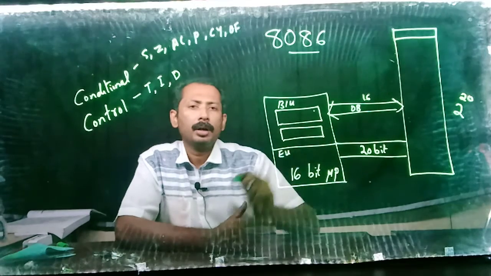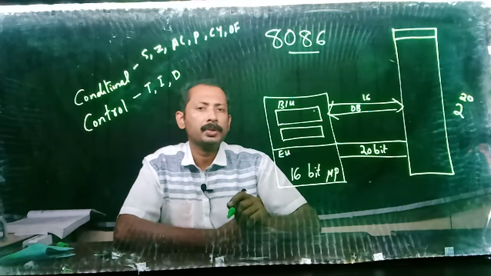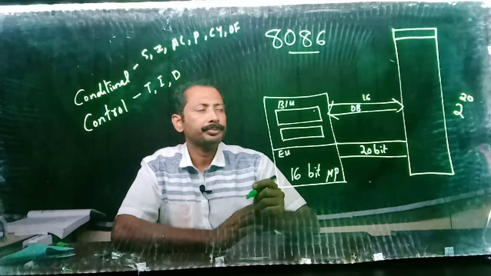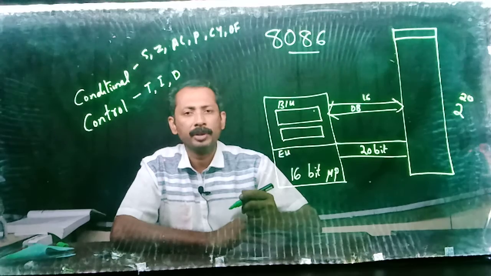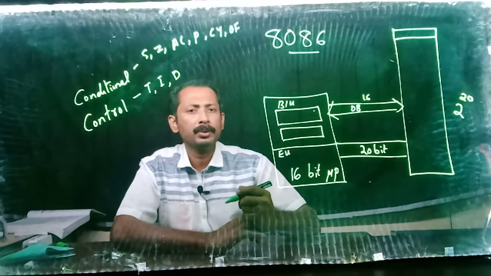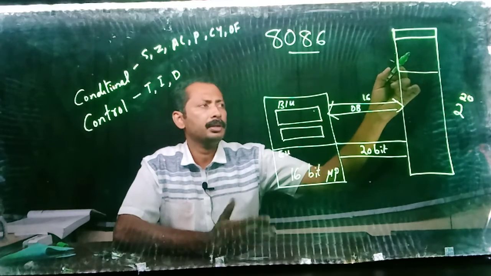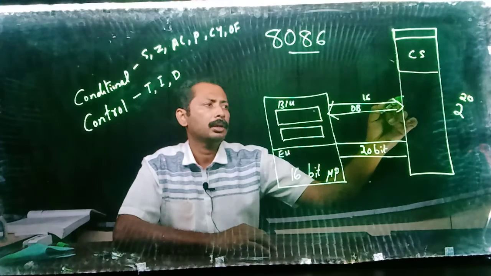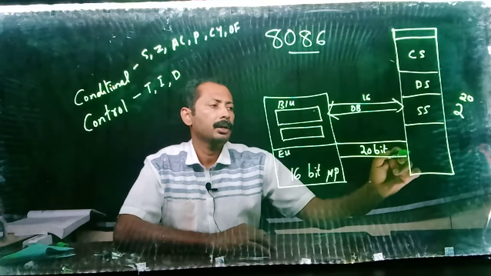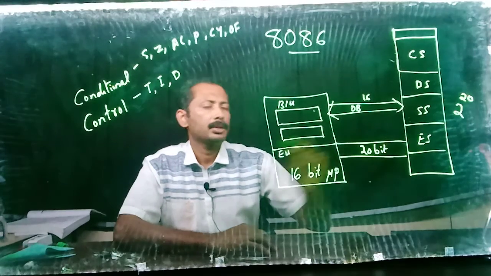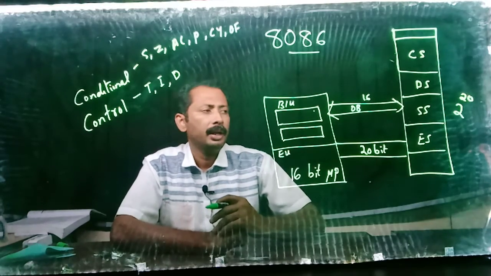Okay. Now coming to the memory segmentation. Memory segmentation concept means that the memory is divided into 4 segments for each program. So the first one is code segment, the other is data segment, the other is stack segment, and one is called extra segment. So we have 4 segments: code segment, data segment, stack segment, and extra segment.